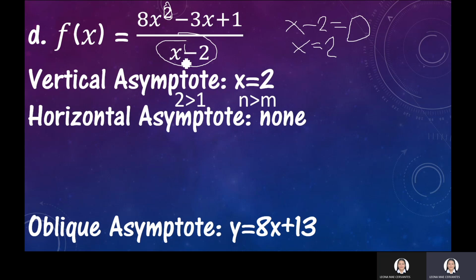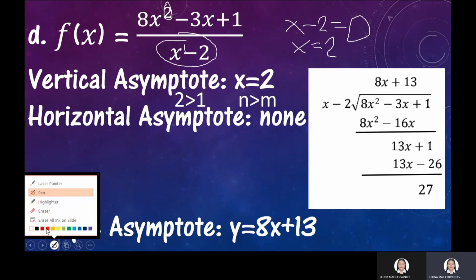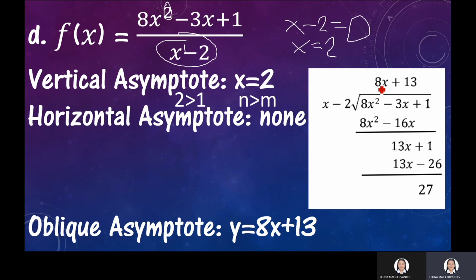So, for the oblique asymptote, we will divide the numerator by our denominator, which is x minus 2. So, 8x squared minus 3x plus 1 divided by x minus 2. Now we will use long division. First, 8x squared divided by x. So, we have 8x.